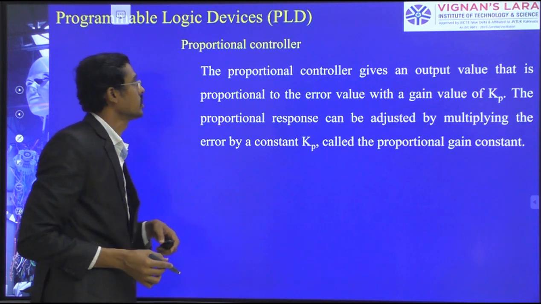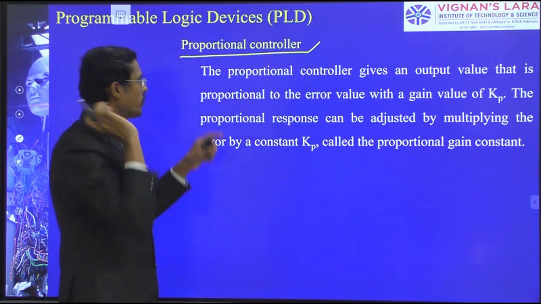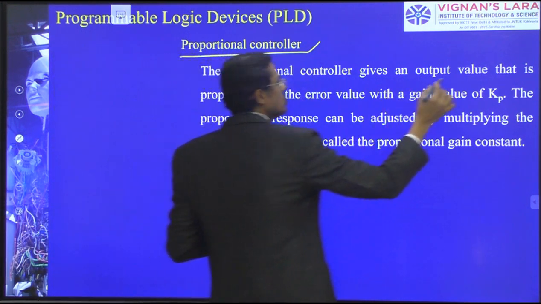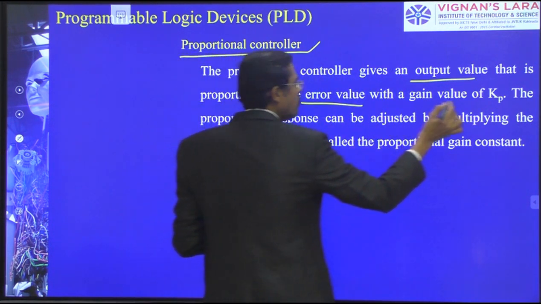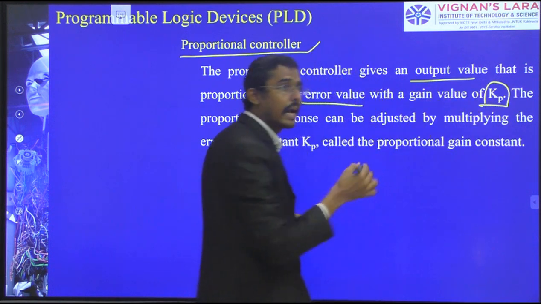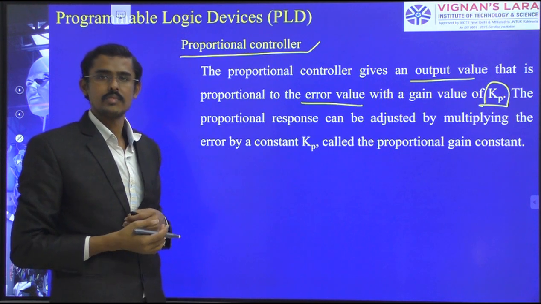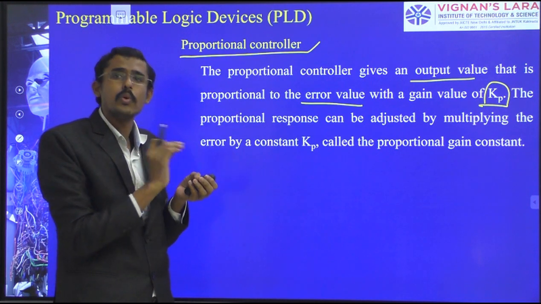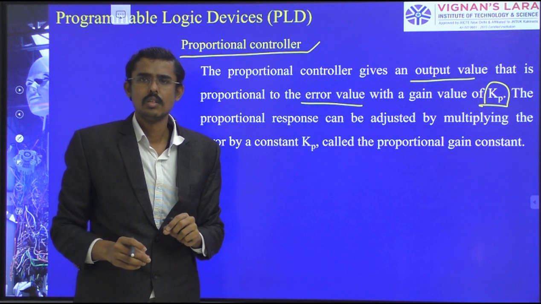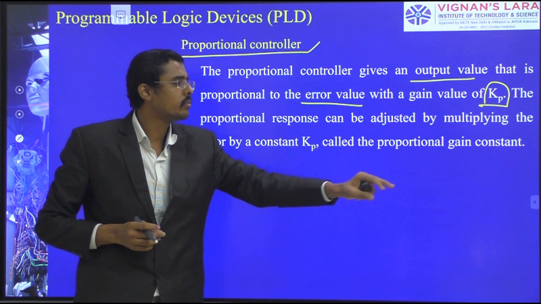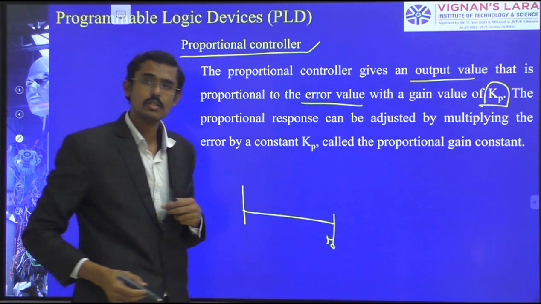We will see first the proportional controller. The proportional controller gives an output value that is proportional to the error value with a gain value of Kp, the constant I am adding proportionally. Some gain is to be added to reach proportionally. Suppose I have to walk a distance of 50 meters, from here to here.